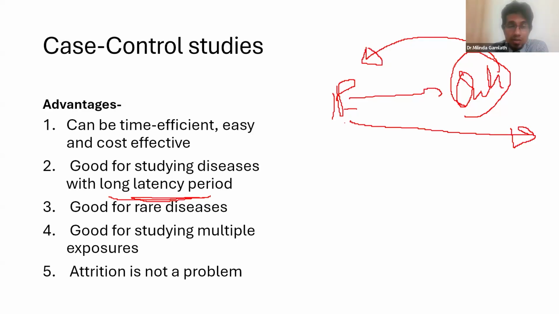And this is good for rare diseases. So you can choose the diseases, you can choose people with the disease, and you can choose people without the disease. So this is good for rare diseases. And this is also good for studying multiple exposures. So cohort studies were good for studying multiple outcomes. On the other hand, case control studies are good for examining multiple exposures, because you start from one outcome and then you can look back at multiple exposures. And attrition is not a problem. So loss to follow-up will not be a problem because you are not following them up, right?